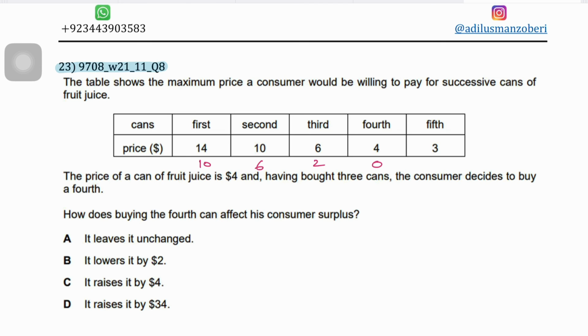So when you have already finished 3 cans, your total consumer surplus is 10 plus 6 plus 2, which is 18. $18 is your consumer surplus. On the fourth can, you don't gain any consumer surplus. So how does buying the fourth can affect the consumer surplus? It doesn't have any effect, frankly, because the consumer surplus is the same on the fourth can and the third can, so it leaves it unchanged. So A is the correct answer.